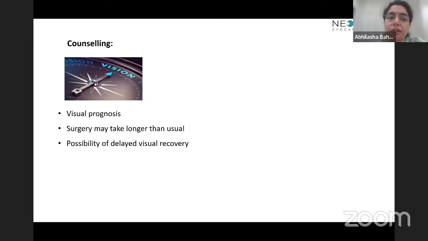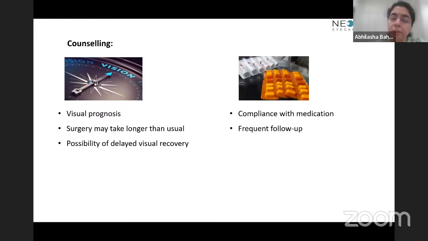Coming to counseling, the counseling for uveitic cataracts is very different from senile cataracts because the patients need to be informed about the visual prognosis and that the surgery may take longer than usual. Often we need to do extra procedures like pupil expansion, and this has to be informed to the patient. Also, there is a possibility of delayed visual recovery because these patients need prolonged post-operative steroids, and often the visual recovery is delayed.